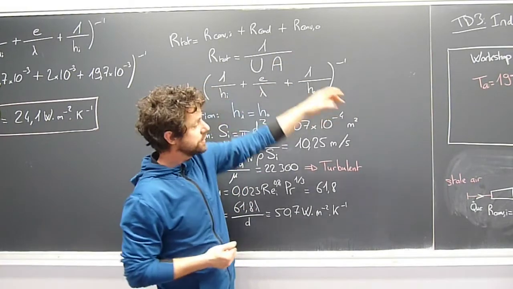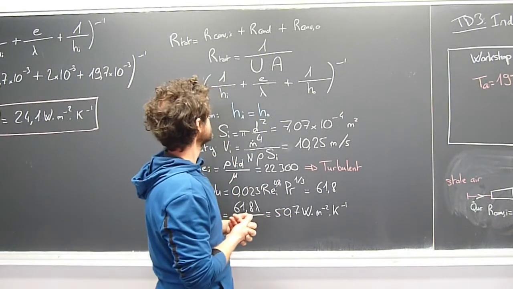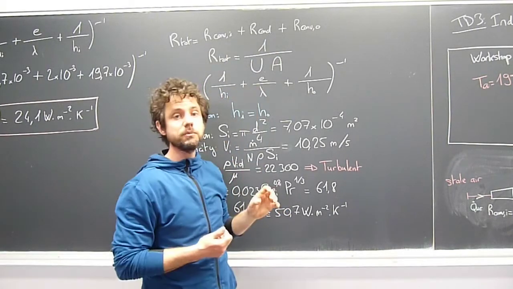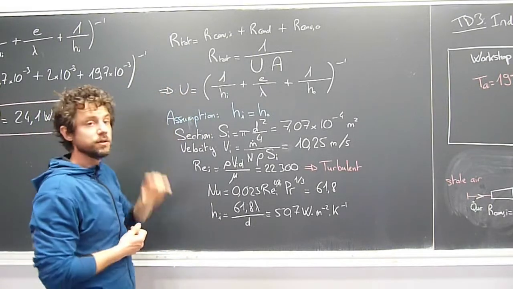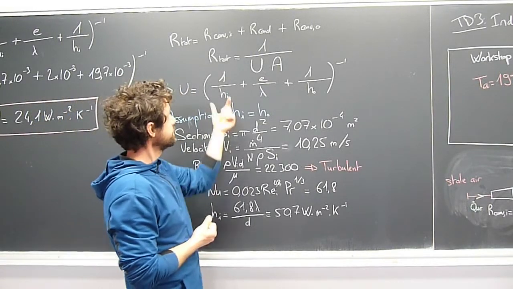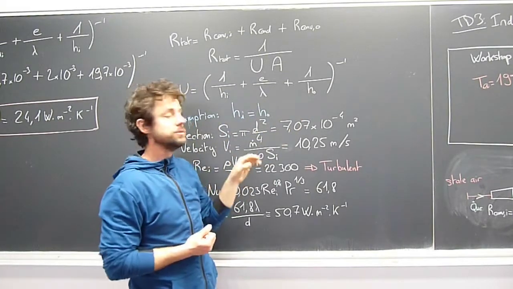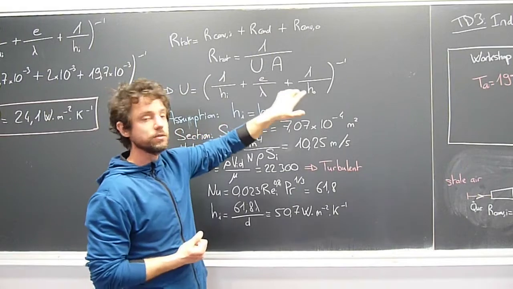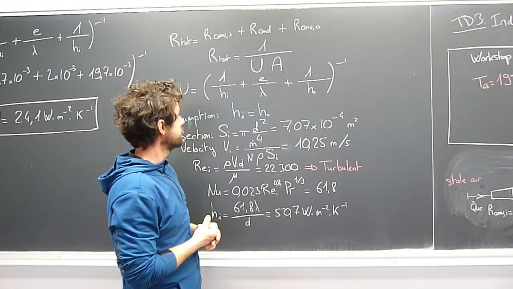So therefore, with the expression we had written before about the three different thermal resistances, we can express U, the overall heat transfer coefficient, as a function of three terms here: one related to inner convection, one related to conduction, and one to outer convection.